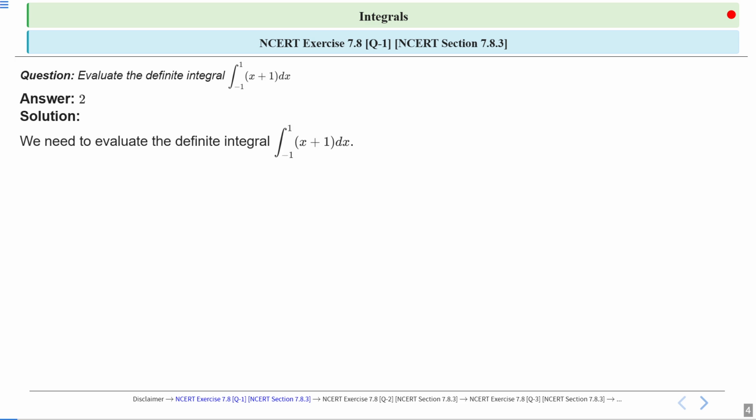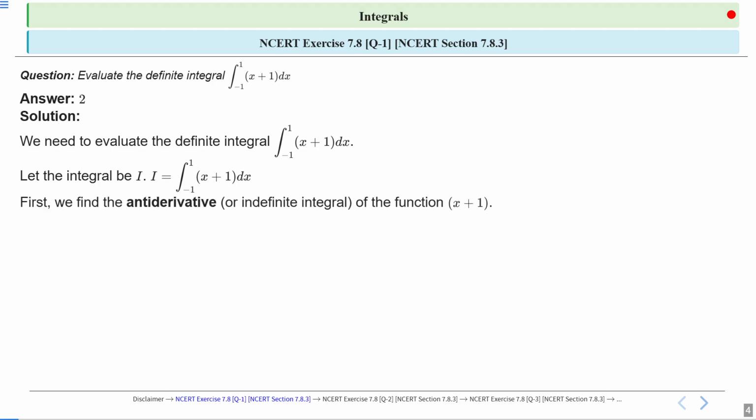So here we need to evaluate the definite integral from -1 to 1 of (x plus 1) dx. Let the integral be I equal to the integral from -1 to 1 of (x plus 1) dx. At first we have to find the antiderivative or indefinite integral. What is the difference between an indefinite integral and an antiderivative? There is only one difference: the antiderivative is without the constant of integration. Okay. So of the function x plus 1, when we integrate, we get integration of x dx plus integration of 1 dx.